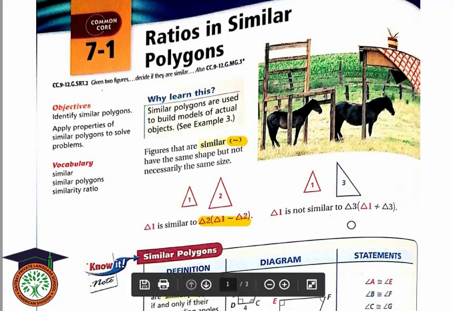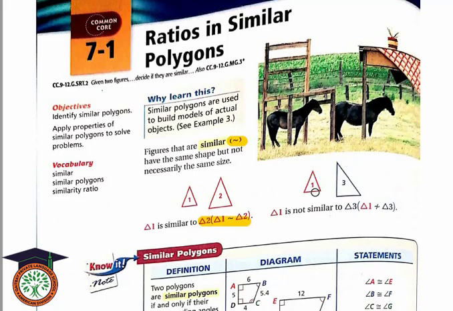These two triangles, I have triangle 1 and triangle 3. This triangle is a right triangle and this is an acute triangle. Are both of them similar? No. So triangle 1 is not similar to triangle 3. I can write it as triangle 1 similar sign crossed out, so not similar to triangle 3.